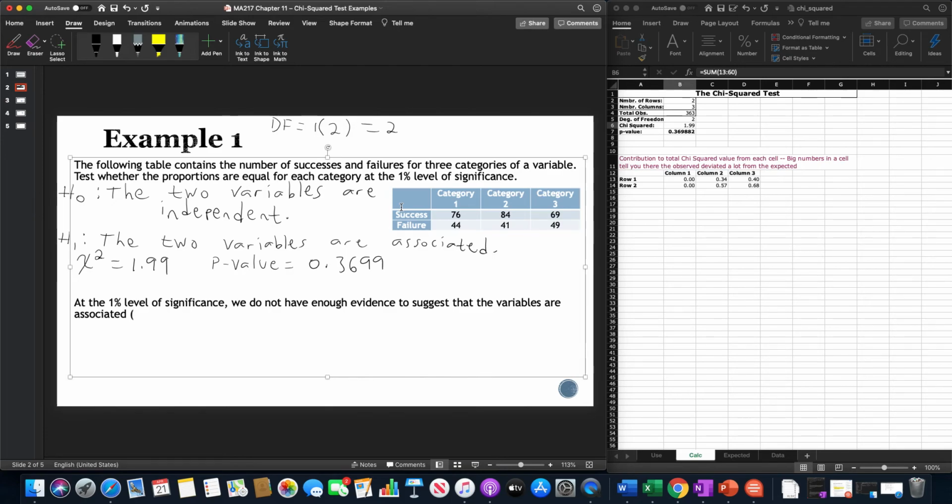Or to put it another way, we do not have evidence to suggest that the variables, that the proportions, are equal. In order to put into words of what the question itself was asking.